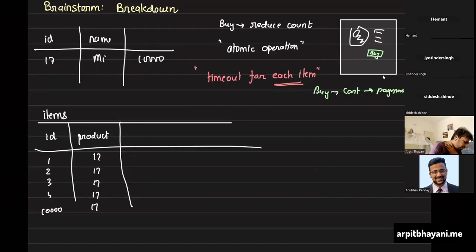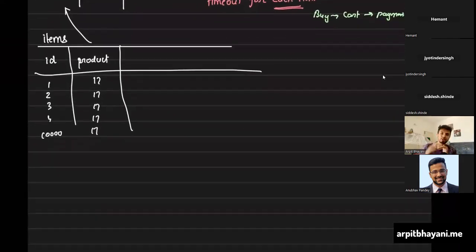Let me just remove it. And now this has a foreign key check over here. Yeah. Now you have 10,000 entries. This shows that you have inventory over here.